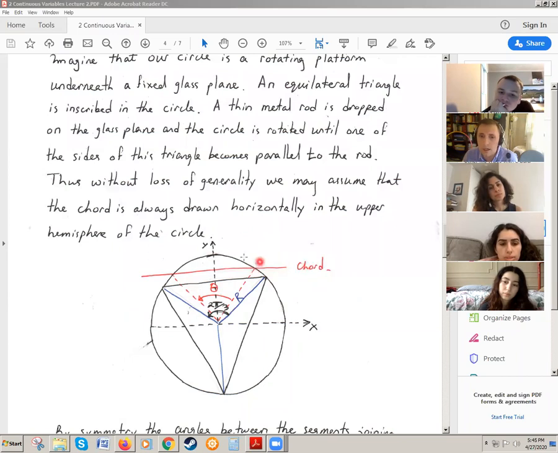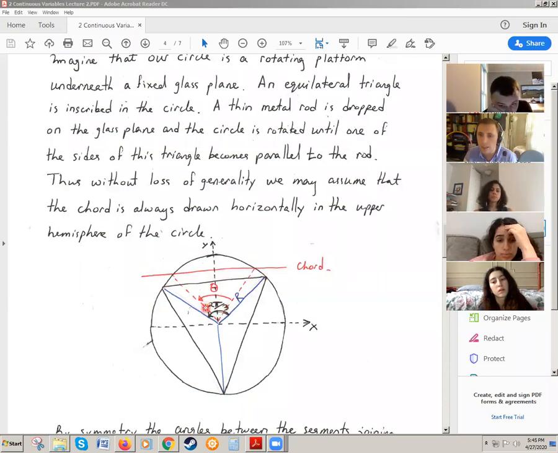Imagine that the circle is below a glass, and you can rotate it. What happens is that you drop the chord on the glass, and then rotate the circle in position so that the chord can be assumed to be parallel to one side that you designated, this side, for example, where the angle 2 pi over 3 is drawn. Make sense? So there is a glass table, and below the glass table, a rotating platform.